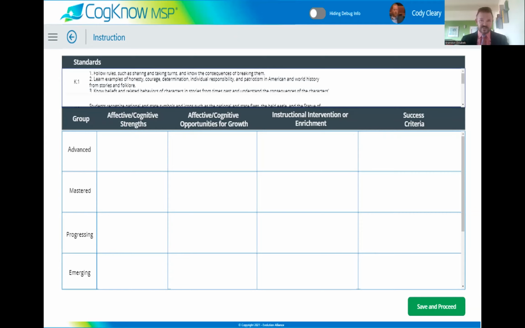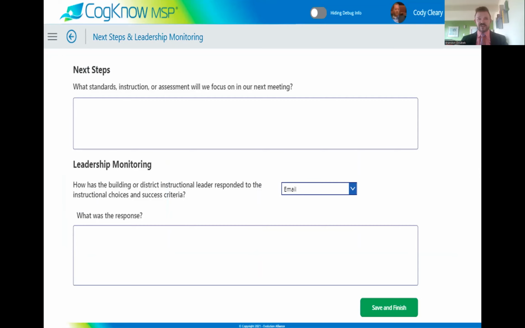And then at the very end, we're going to say, okay, what are we going to be focused on in our next meeting? As a consequence of all of these pieces of Cogno, at the very end, it says, how has the building or district instructional leader responded to the instructional choices and success criteria? And there's a drop-down menu there. It says, was it email? Was it paper slip? Was it a phone call? And then what was the response? So they can keep their responses. Then you hit save and finish.